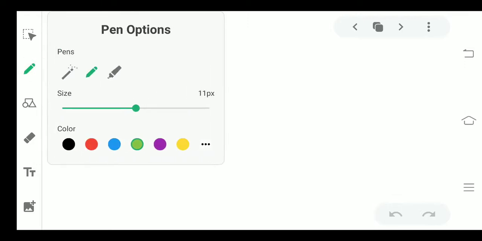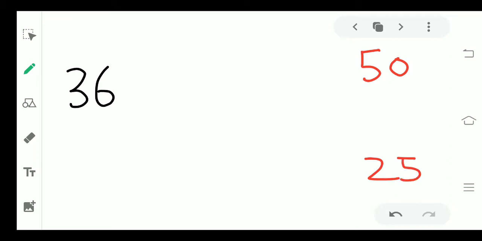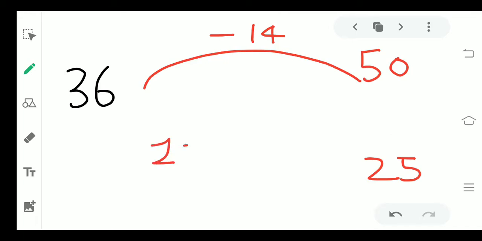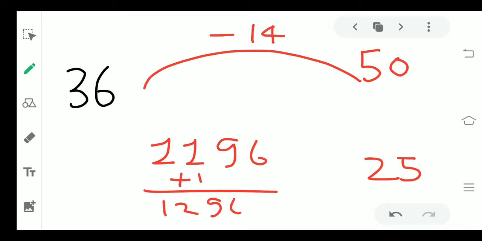Let's take another number, 36. The base for 36 is 50. Base derivative 25. How much is 36 less than 50? It's 14. We'll subtract 14 from 25. We'll get 11. After that, the square of 14 is 196. We will write 96 here and add 1 to 11. We'll get 1296, and that's the answer.